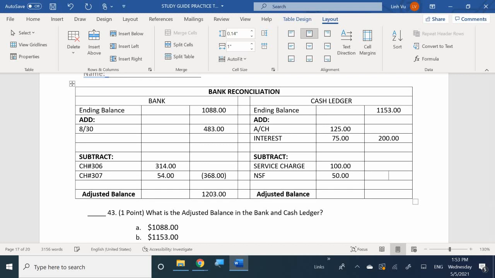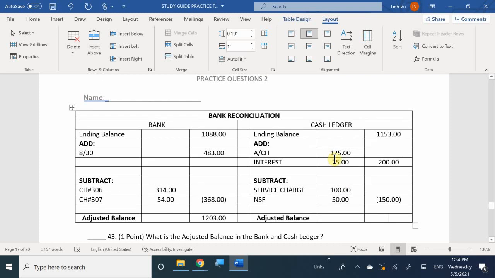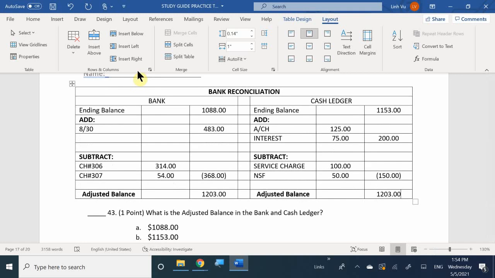$150. So therefore, how much am I subtracting out? 150. And so let's go ahead and do the calculations, right? If we started with 1153 plus 200 minus 150, 1203. All right, and guess what answer that is? C. There we go.